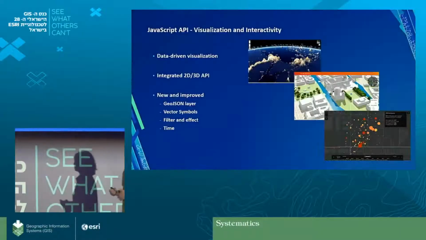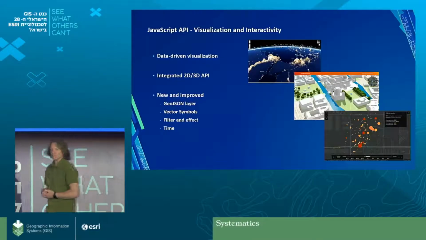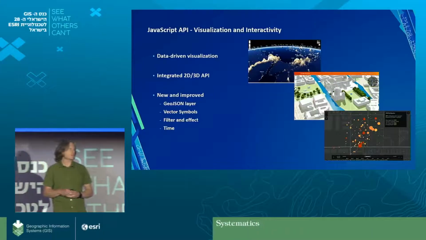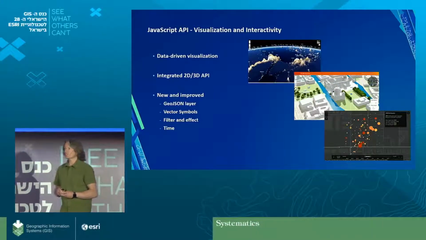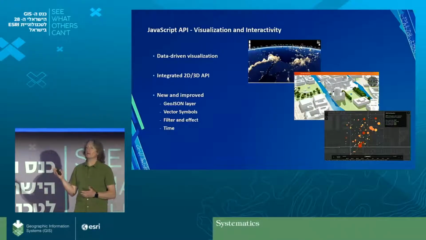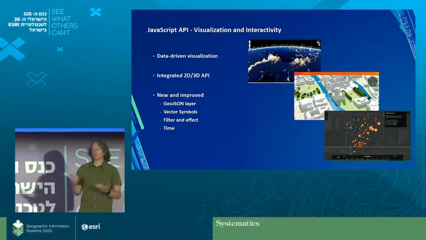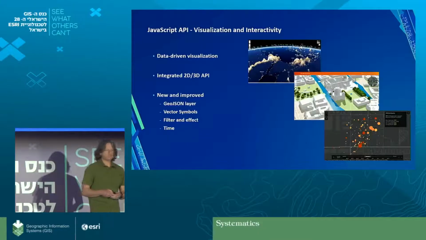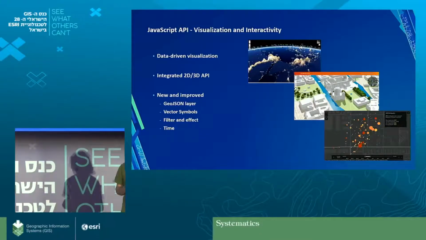So that was just a couple of quick demonstrations there from the team back in Redlands. Moving on to visualization and the interactivity that you can put into your applications. You saw some of this being demonstrated with the new map viewer. The new map viewer is built on top of the latest version of the JavaScript API. So we've got our data-driven visualization.